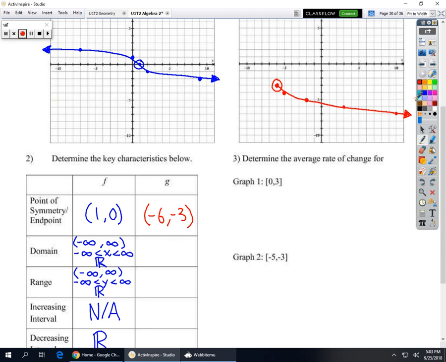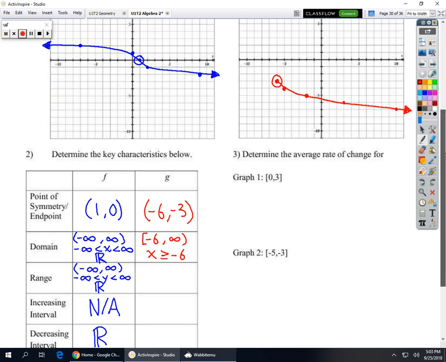So my domain, there are two ways to write this. You can write it as [-6, infinity), or you can write it as x is greater than or equal to -6. Now, if you decide to use this notation, you need to put the square brackets for the numbers, and you need to use parentheses for the infinities. Please don't leave it blank. This is math grammar. You can't not follow math grammar.